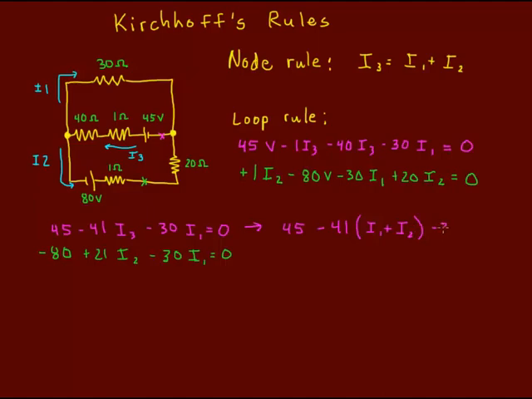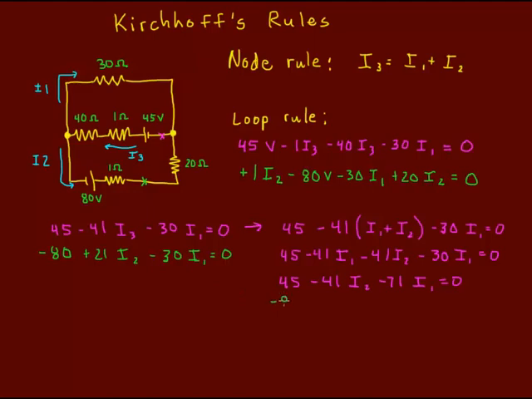Then I'm going to write minus 30 I1 equals 0. At this point I need to multiply this out and combine like terms, so I'm going to have 45 minus 41 I1 minus 41 I2 minus 30 I1 equals 0. And if I combine my I1 terms, I'm going to get 45 minus 41 I2, and I've got minus 71 times I1 equals 0.